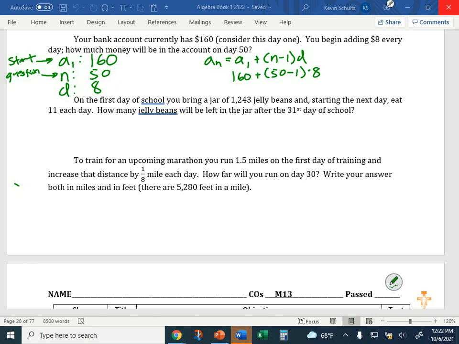Go ahead and plug that into your calculator and let me know what you get. How much will be in our account on day 50 if we follow this pattern? When you've got an answer and you're confident, John? 552. 552. Lauren, is that what you got too? Okay.